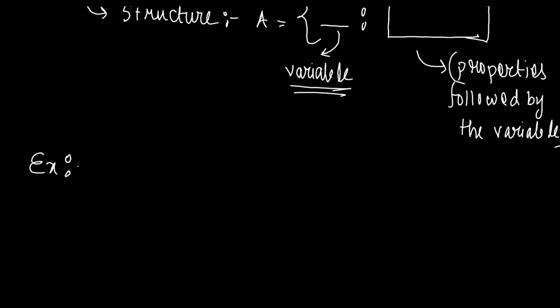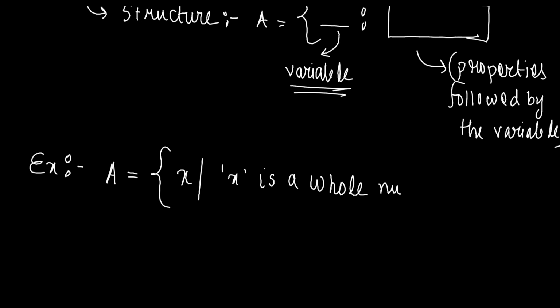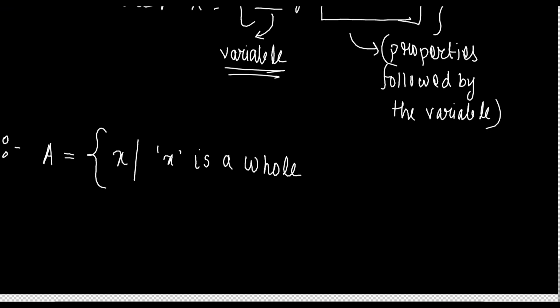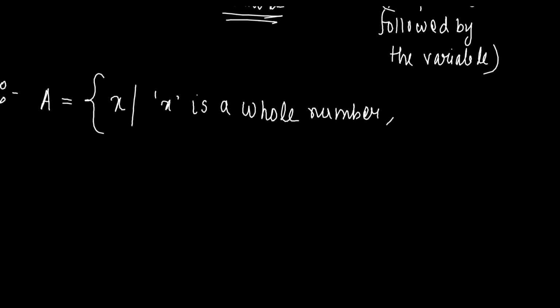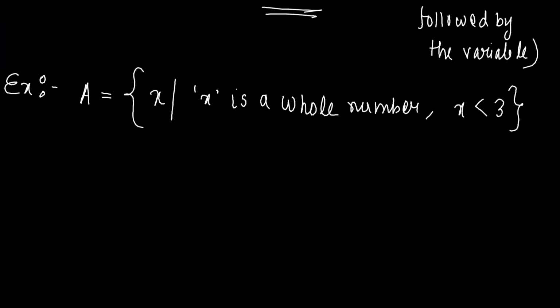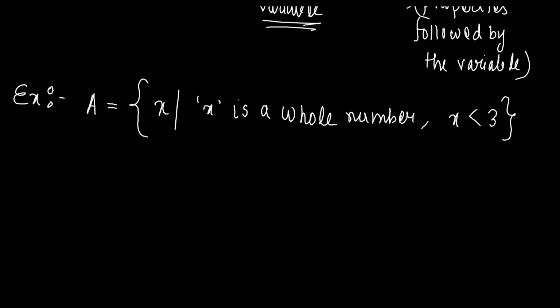Suppose, for example, a set A is given as X such that, or you can write a colon as you wish. The property given is X is a whole number. Here we end this bracket. Another condition is given, that X should be less than 3. So A is a set of X such that X is a whole number when X is less than 3. Now this is the representation of a set in set builder form.